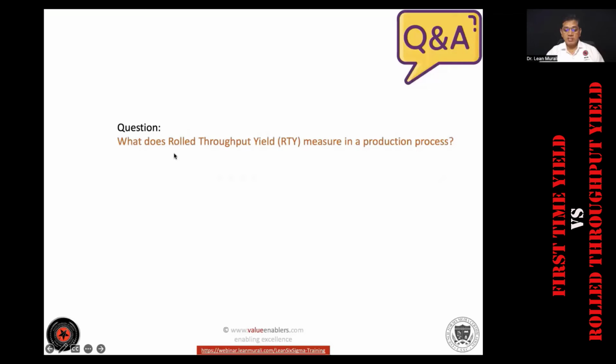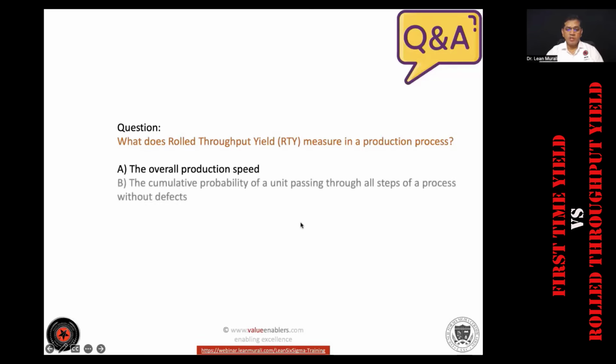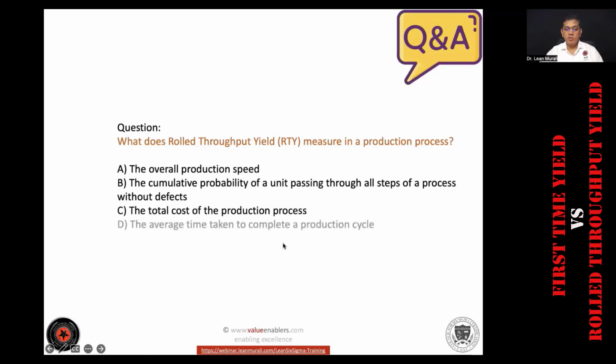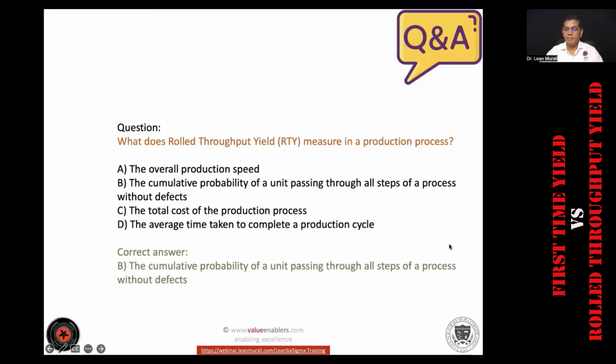So let's ask a few questions. What does the rolled throughput yield measure in a production process? Overall production speed, or cumulative probability of a unit passing through all the steps of the process without defects, or total cost of production process, or average time taken to complete production cycle? Simple answer, right? Yeah, B is the correct answer.